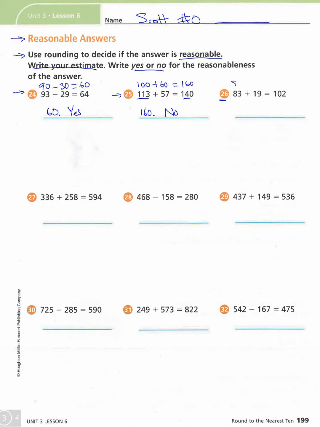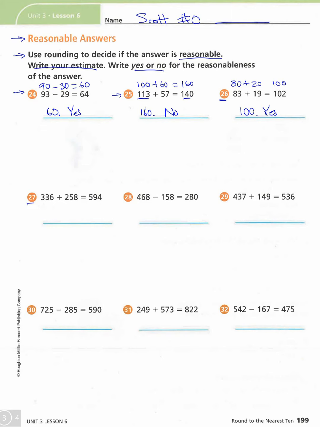83 rounds to 80 and 19 rounds to 20. If we add those together, we get 100, which is only 2 away from the answer. So we would say yeah, 102 would be a reasonable answer.